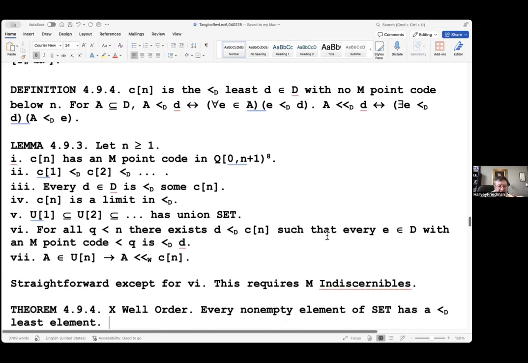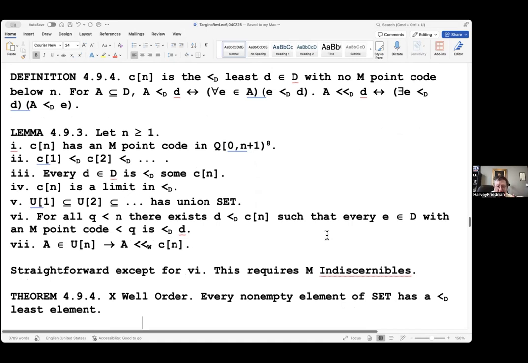Now we have the following lemma. C of N has an endpoint code 1 higher. These C's strictly increase, just what you'd expect. Every D in D is less than D for some C of N. And that's clear. C of N is a limit in C, less D. That's going to use a very modest amount of indiscernibles. And now we have U1 is contained in U2 and so on, that they're a hierarchy inside D. In fact, the union is everything.